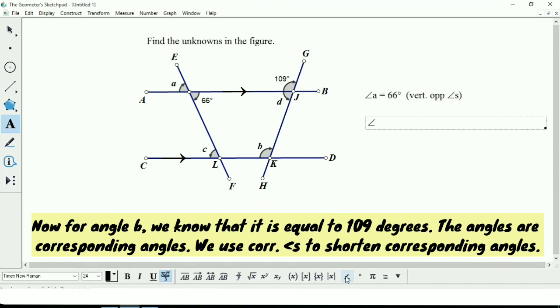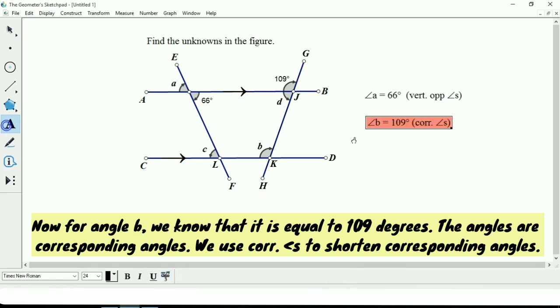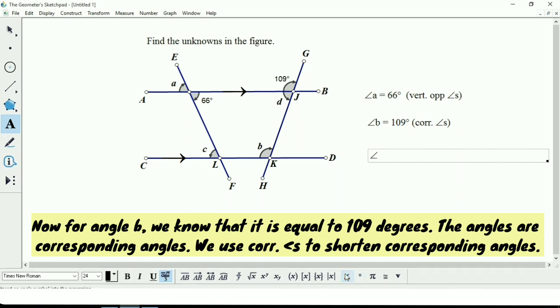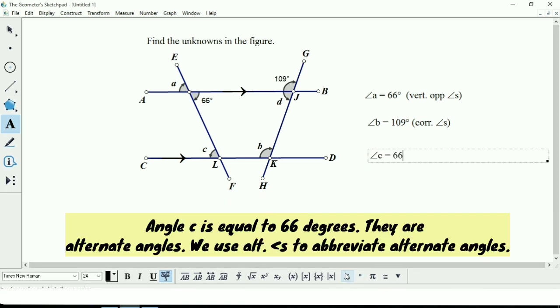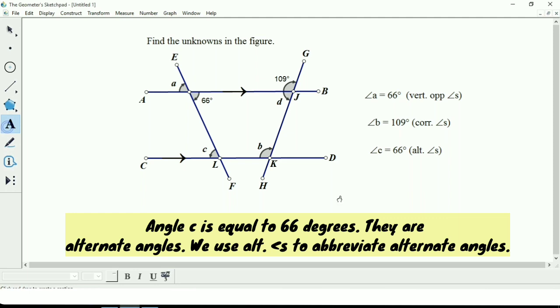Now for angle B, we know that it is equal to 109 degrees. The angles are corresponding angles. We use CORR, C-O-R-R, angles to shorten corresponding angles. And angle C is equal to 66 degrees. They are alternate angles. We use alt angles to abbreviate alternate angles.